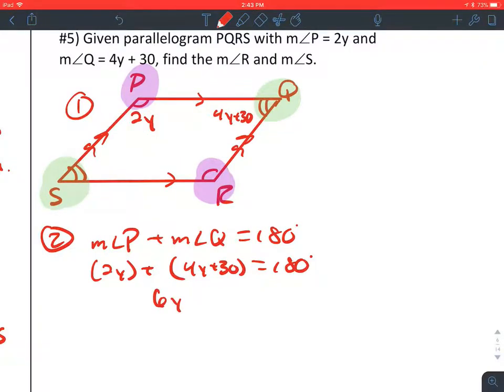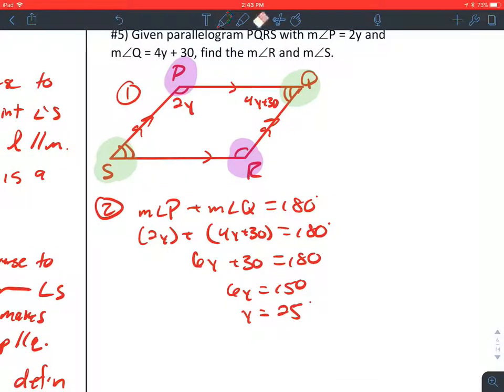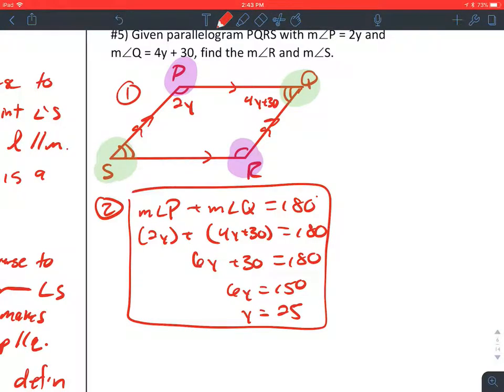If we combine like terms, we get 6y plus 30 is 180. If we subtract 30 from both sides and divide by 6, we're going to get that y is 25. Now the question doesn't ask for y. It asks for the measure of angles R and S. I'm always suggesting that you box in the actual question.